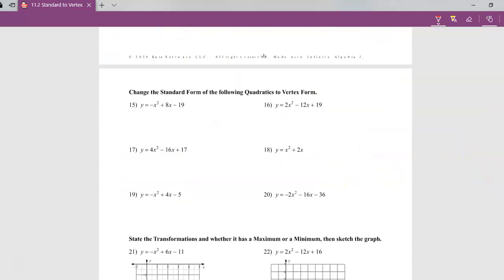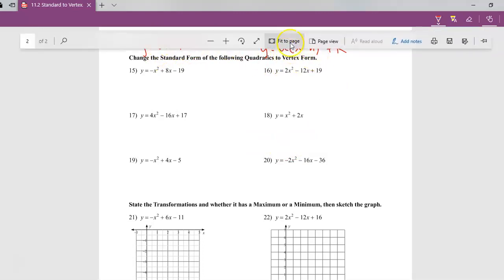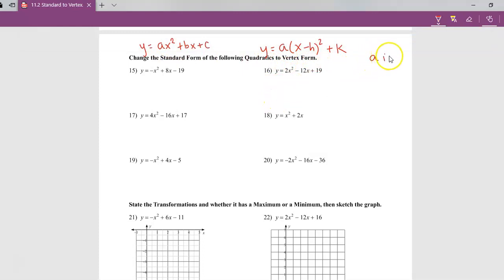All right, so the next part is a bunch of quadratics that are given to us in standard form, and we need to change it to vertex form. So a couple things we need to know about this is that standard form, again, is ax squared plus bx plus c, and vertex form is a times x minus h squared plus k. All right, so I could put y equals in front of either one of these. So in these two equations, we have the same a. So a is the same in both forms.